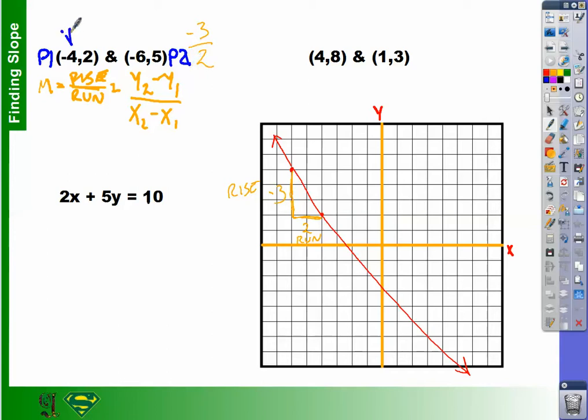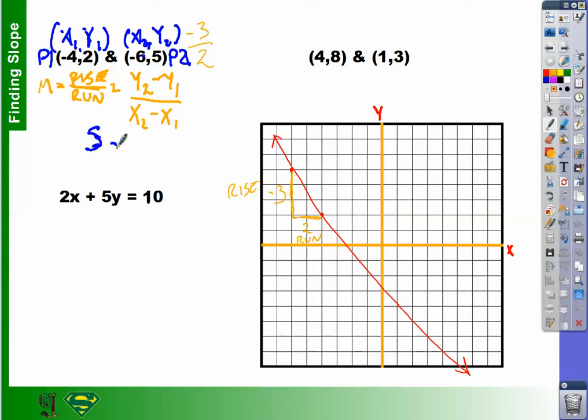Point 1, well, this is going to be my x1 value. Here's my y1 value. What am I going to use to describe this value right here? X2. That's x2. And this must be my y2. So let's plug that into our equation. So y2, what is our y2 value? 5. So we have 5.